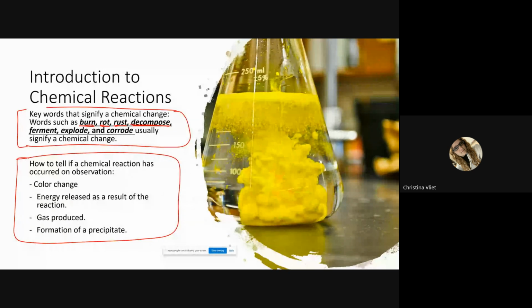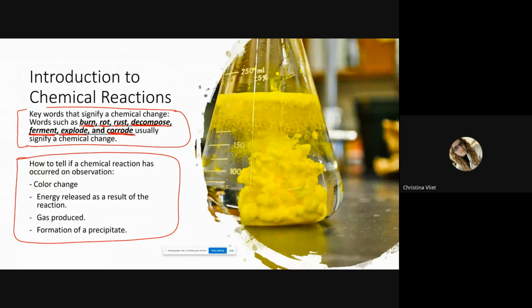Can you? Yes. You can scrub off the top layer, but that's still iron oxide. You've actually changed the mass, so you can't get it back. You can scrub off the top layer though. Ferment, explode, and corrode.